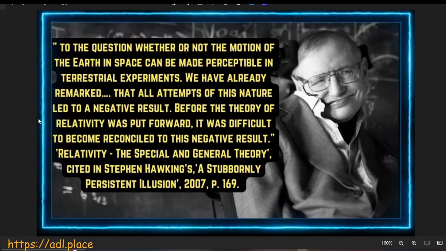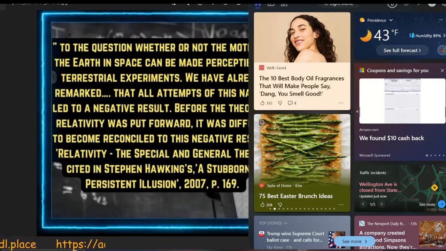Looks like we have another smart dude, I guess. To the question of whether or not motion of the Earth in space can be made perceptible in terrestrial experiments, we have already remarked that all attempts of this nature led to a negative result. Before the theory of relativity was put forward, it was difficult to become reconciled to this negative result. And that's from Relativity, the Special and General Theory, and Stephen Hawking's stubbornly persistent illusion, crying the same thing: that of course it looks like we're at the center, but we just know that we're not, philosophically choosing science as they will.